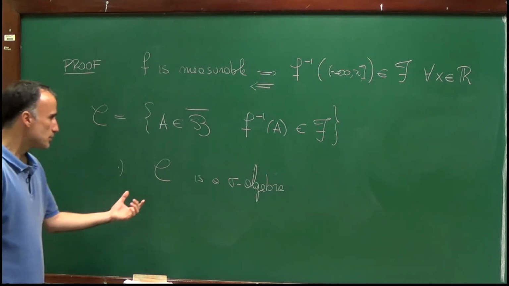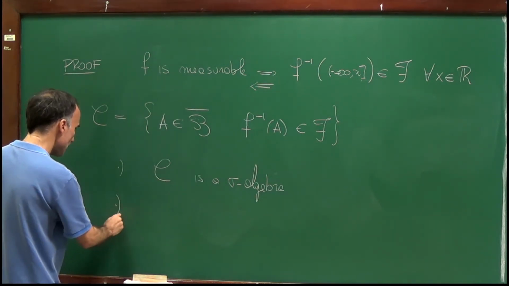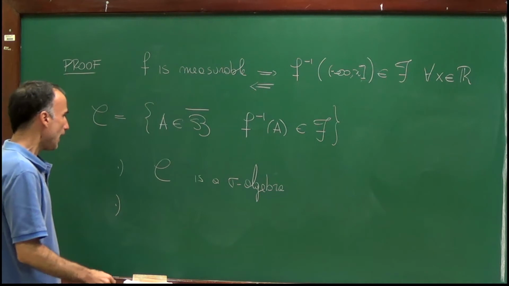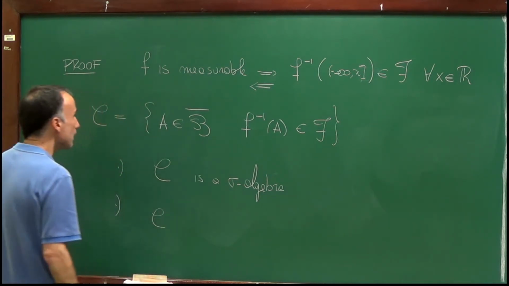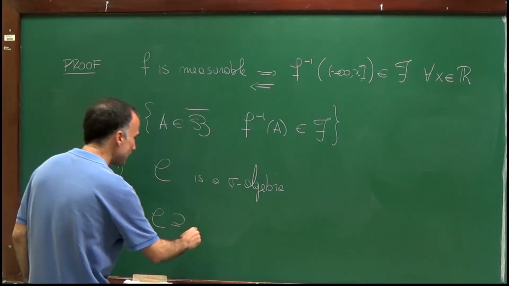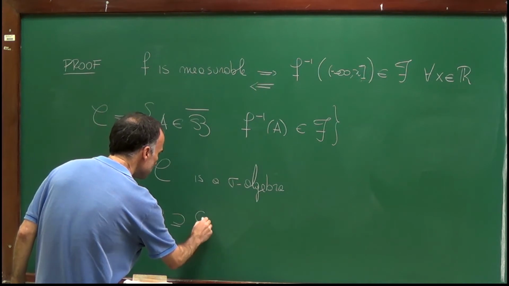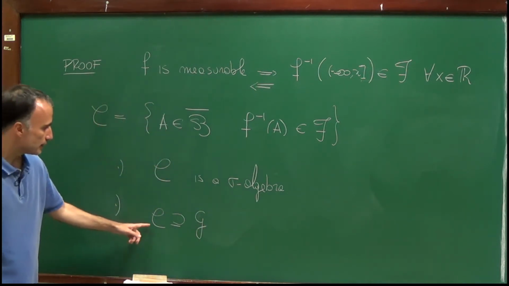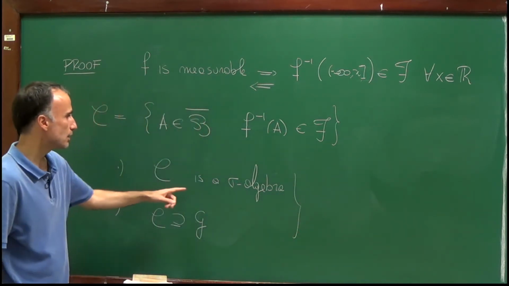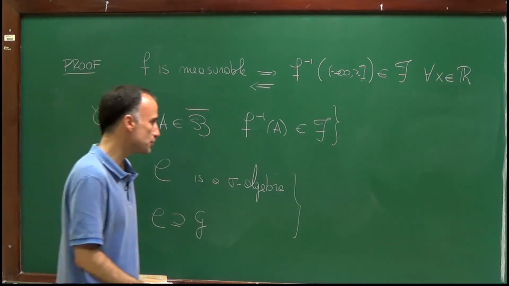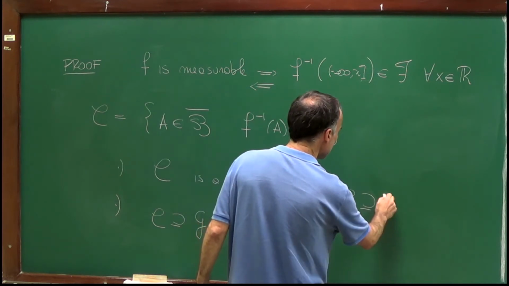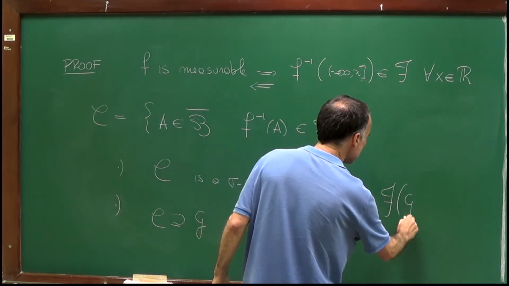Right? So if I know that C is a sigma algebra, and if I prove that C contains a set, let me call it G, then from these two properties, knowing that C is a sigma algebra and C contains G, I will conclude that C contains the sigma algebra generated by G.